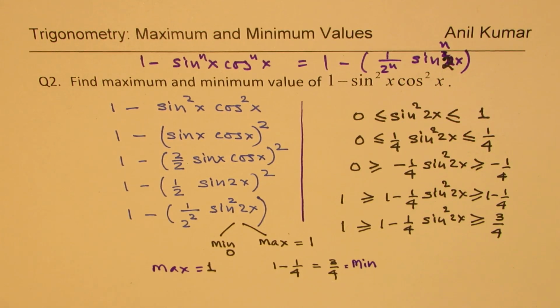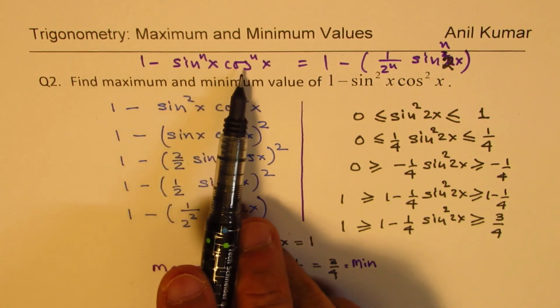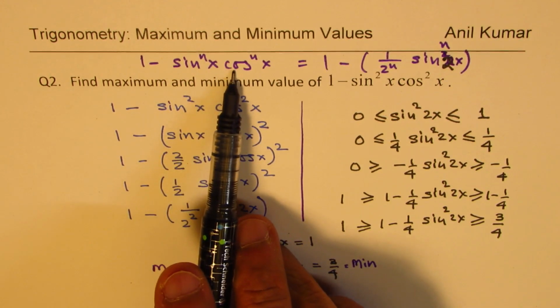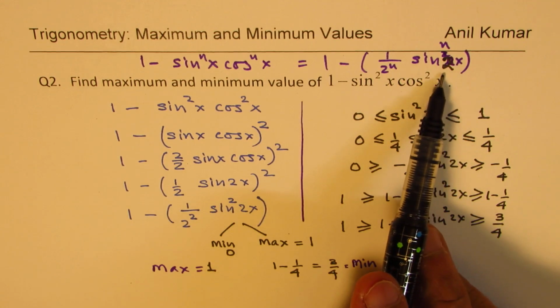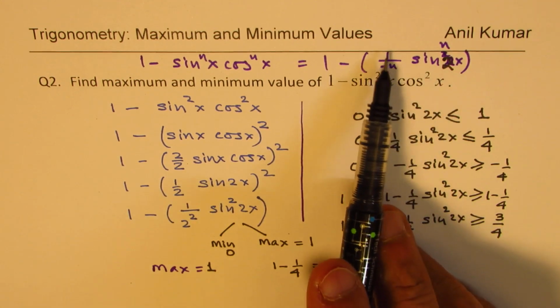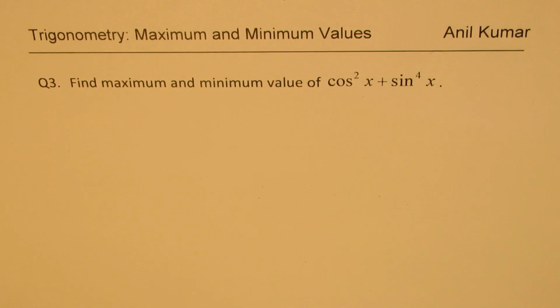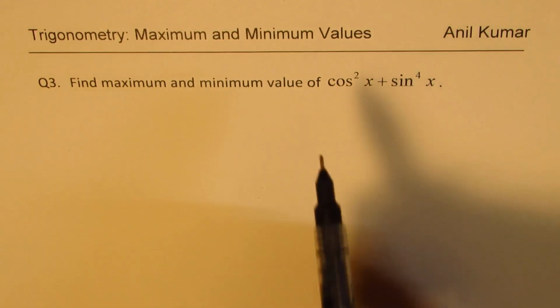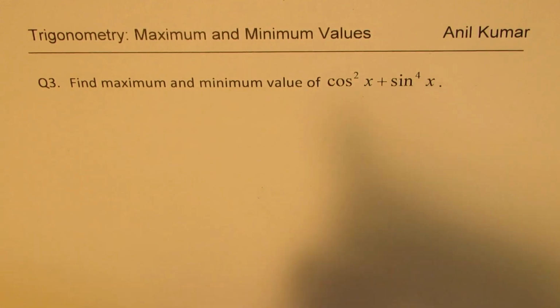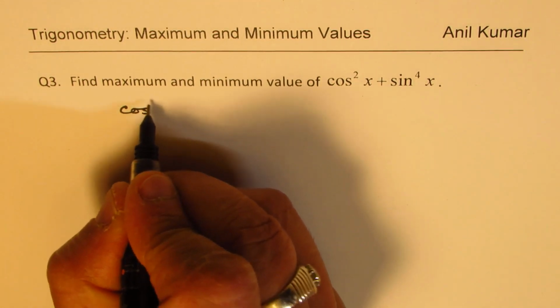So if you're only working on this part of the equation, in that case the minimum value can be 0 and the maximum will be 1 over 2 to the power of n, right? So that is how you could find it for that particular function. Now let's see what is there in question number 3. Question number 3 is cos square x plus sine to the power of 4x. How do we solve this?